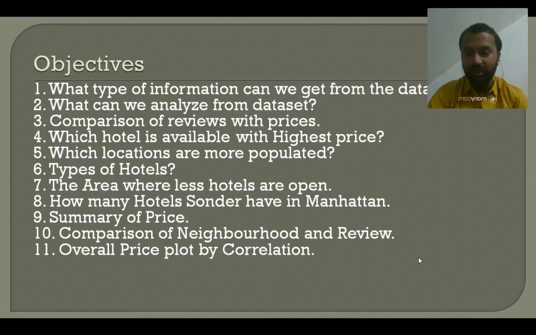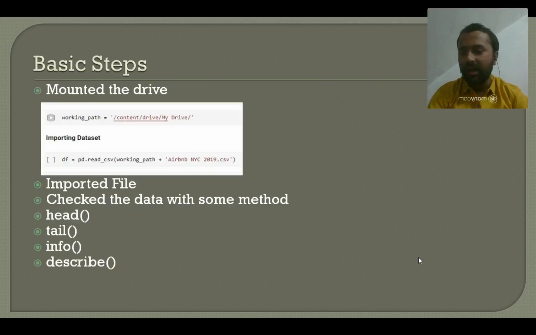Summary of price. The univariate analysis is what I did in this objective. Now, how many hotels does Sonder have in Manhattan? So these are the 11 objectives which I worked on.